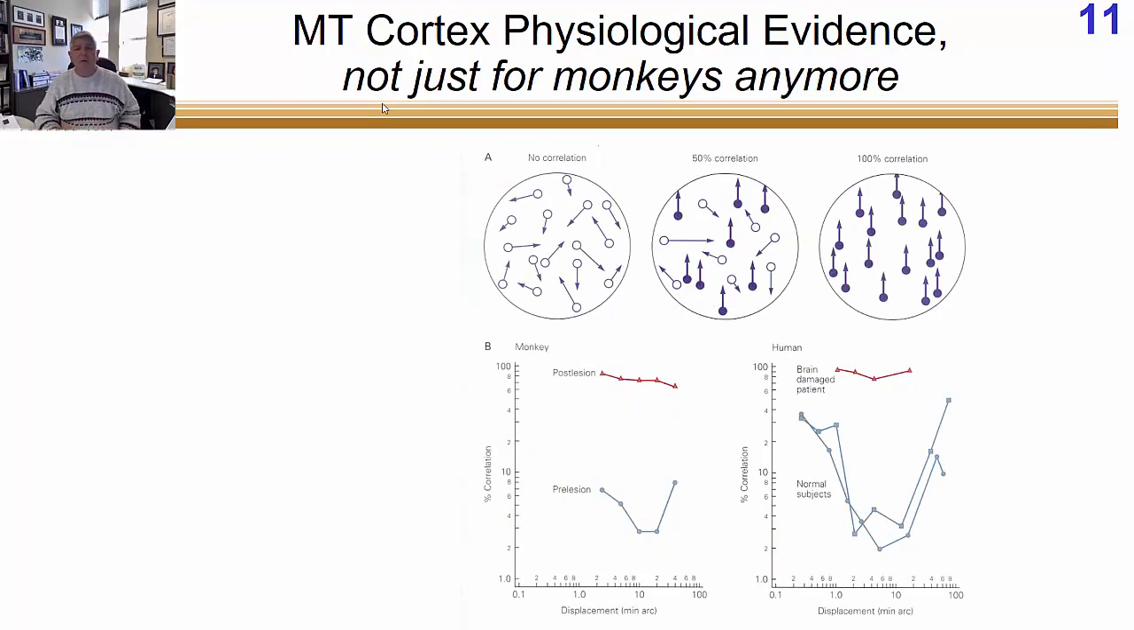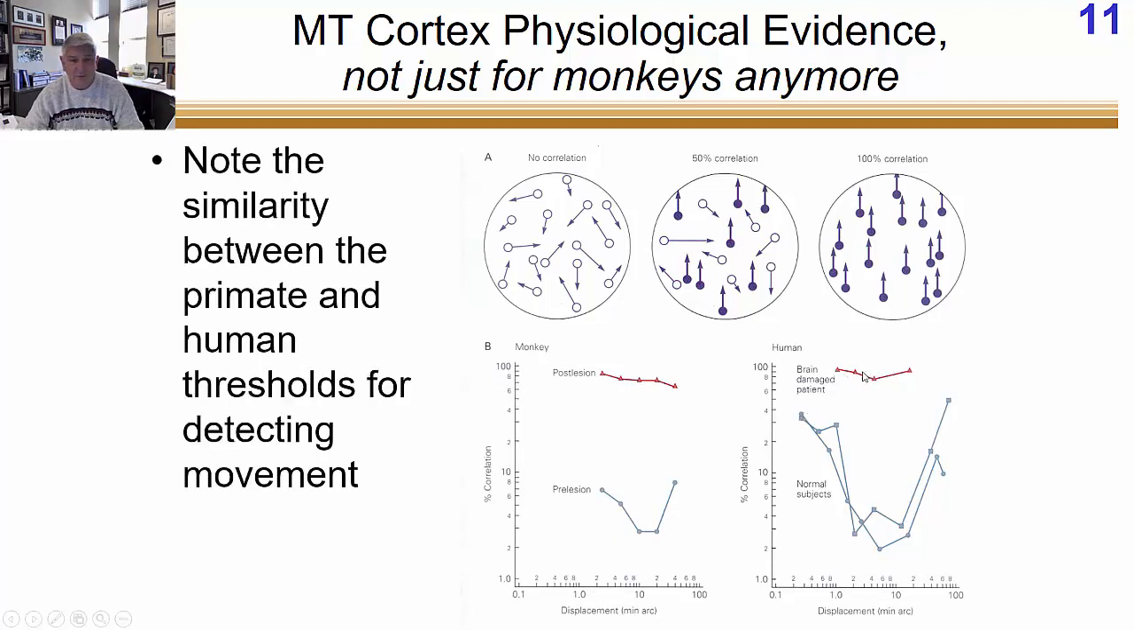If we then go into the monkey and lesion, then we see that we need almost 100% correlation of movement in order to detect the movement. Here we see a brain damaged patient who had a stroke in their middle temporal cortex. And again, they need almost 100% correlation in order to detect the movement, whereas normal people need very little correlation of movement.